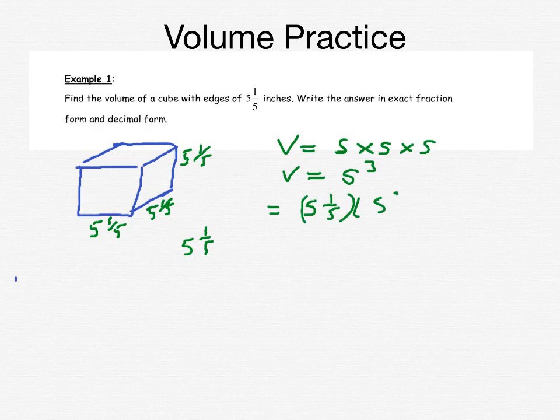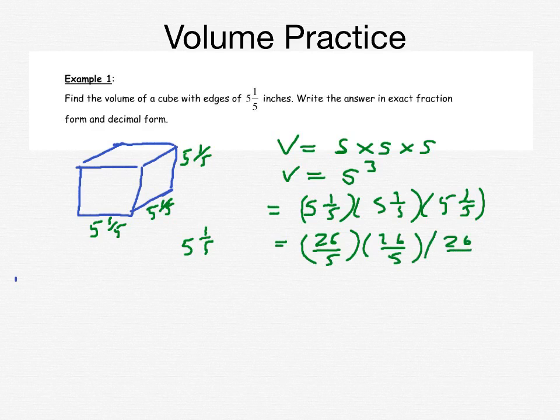So if I do it like this, 5 and 1/5 times 5 and 1/5 times 5 and 1/5, I have to do it all again, changing it all into improper fractions. 26 over 5 times 26 over 5 times 26 over 5. Multiply all your numerators, and you're going to get the product 17,576. The bottom, 5 times 5 times 5, is 125.